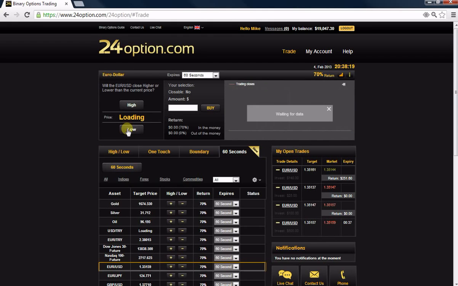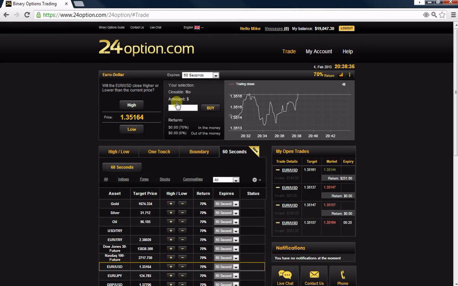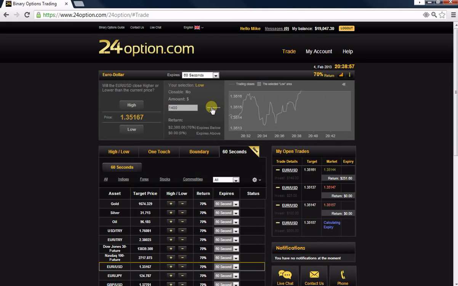So if we're going to lose this trade, so my idea was to make $225 profit on this trade. The following trade, let's up the ante more because we're going to have to invest more. Let's make $355 profit. Looks like we're going to lose this trade, so we're going to go with $1,400.